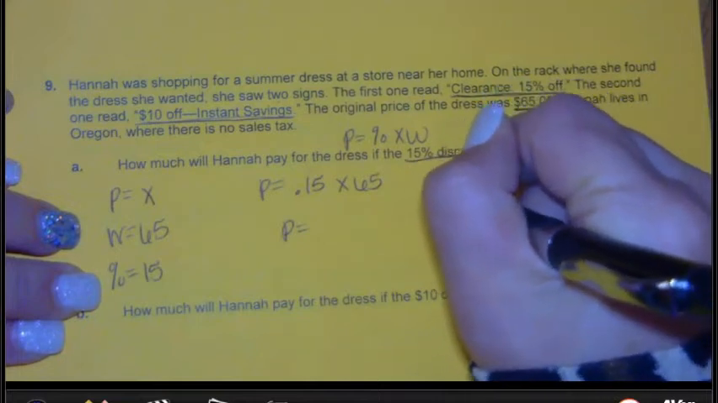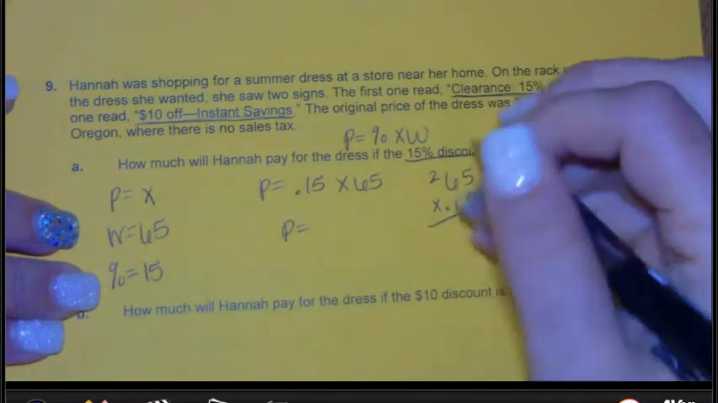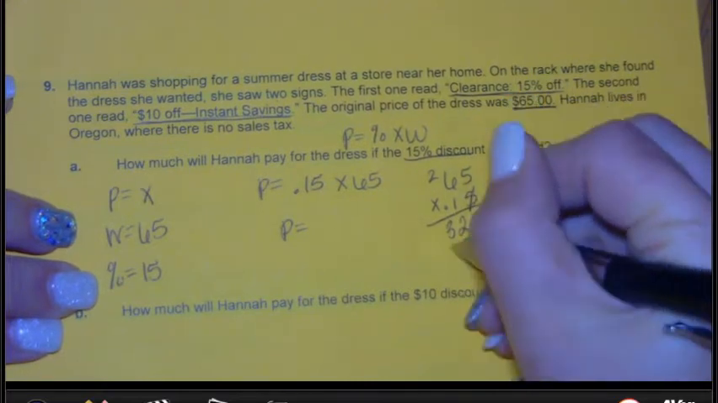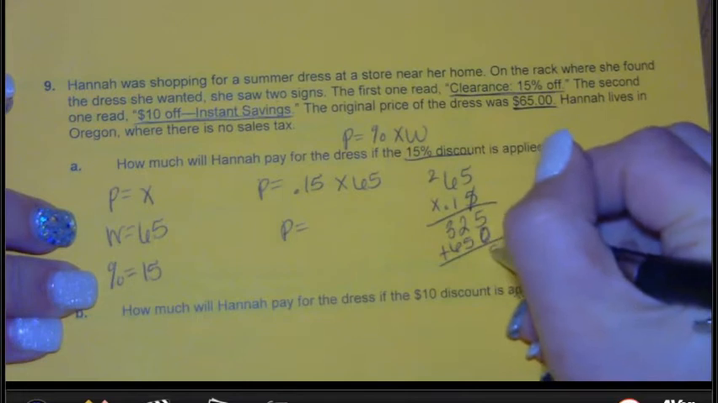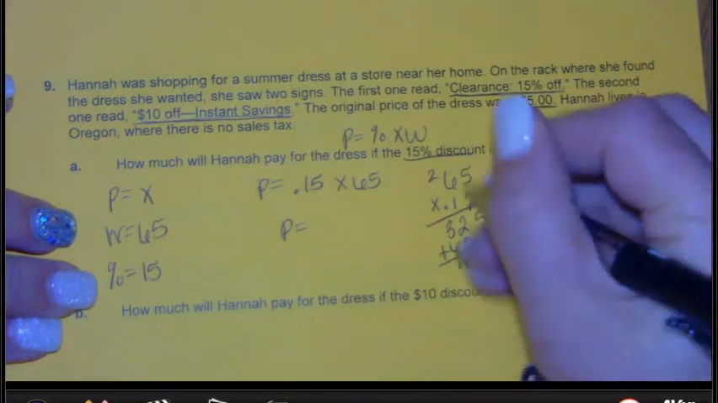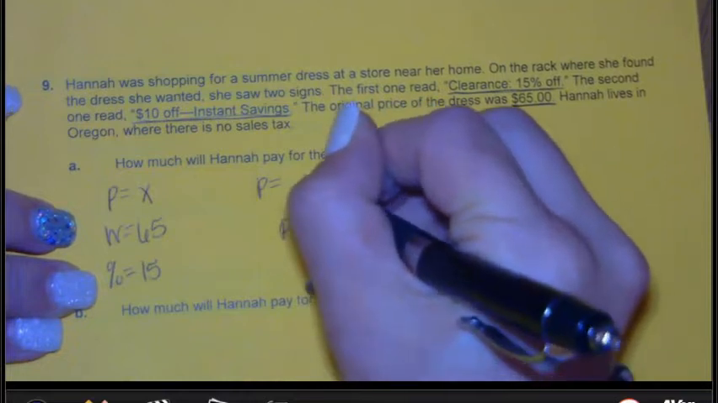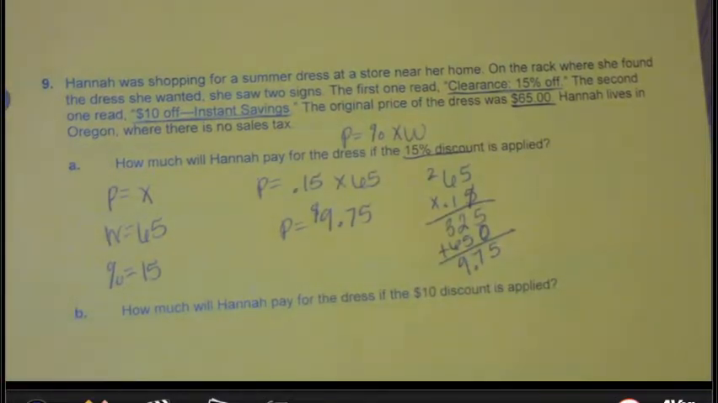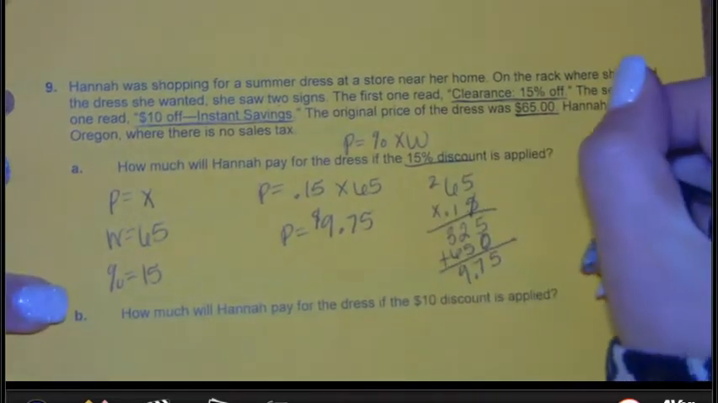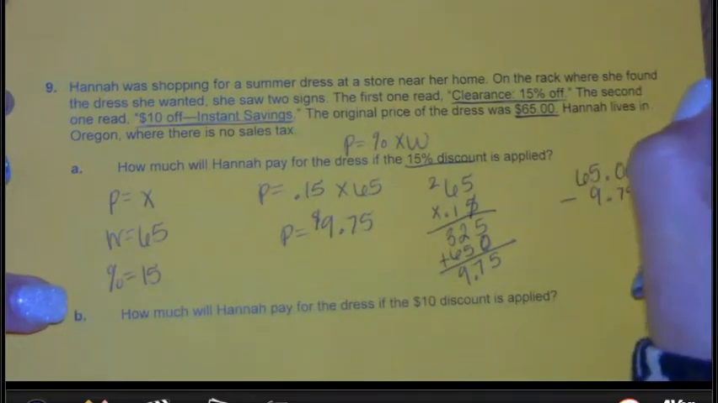So 65 times 0.15. 5 times 5 is 25. 5 times 6 is 30, plus 2 more is 32. Placeholder, 1 times 5 is 5. 1 times 6 is 6. 5 plus 0 is 5. 5 plus 2 is 5, 6, 7 is 7. 6 plus 3 is 9. I have 2 decimal places to give me $9.75. Now, is this how much I paid for the dress? No. This is how much is coming off. It's discounted from that. So I need to subtract, so 65.00 minus 9.75.